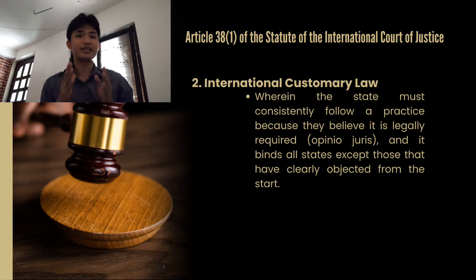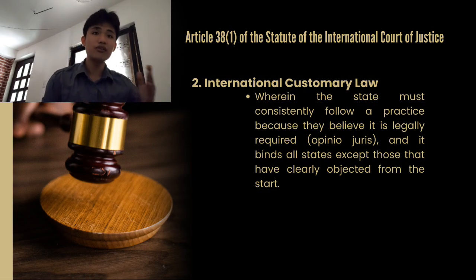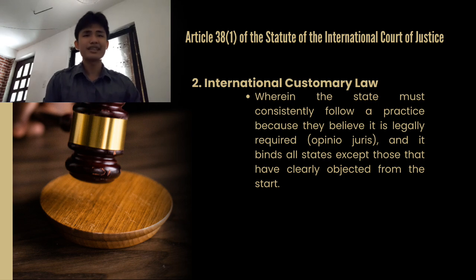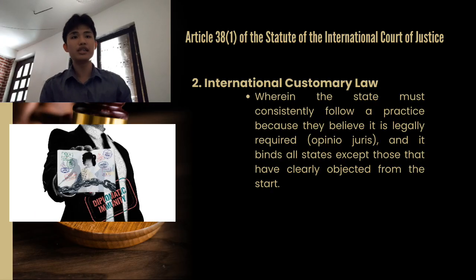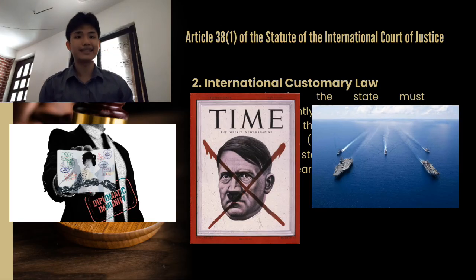The second source is international customary law. This develops when countries consistently follow a certain practice because they believe it's legally required. So it's not just a habit, it comes with a sense of legal obligation. What's interesting is that even if a state didn't sign anything, customary law can still bind them. Examples are diplomatic immunity, prohibition of genocide, and the idea of freedom on the high seas.